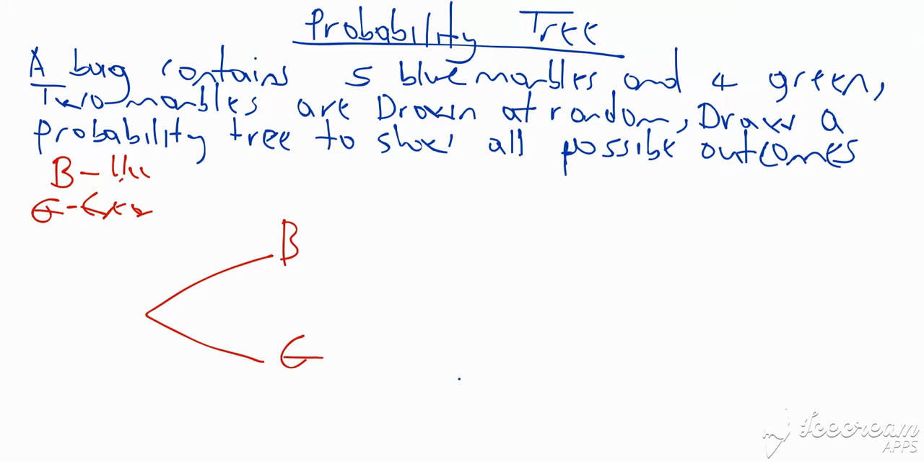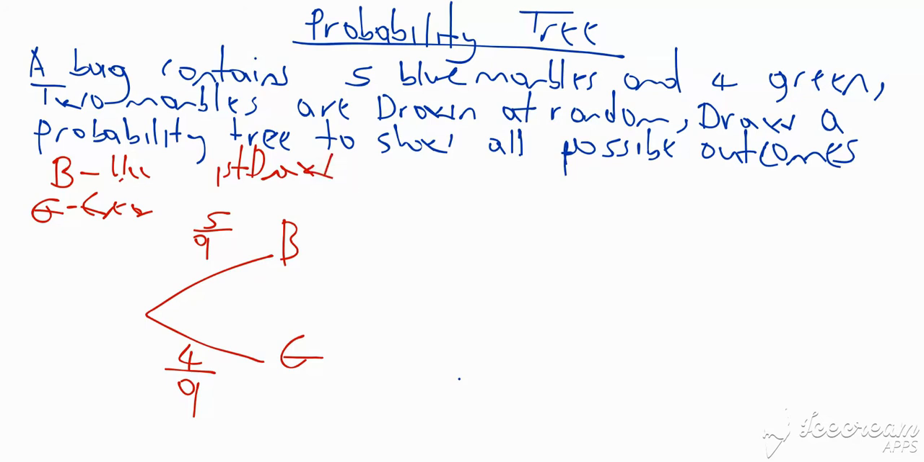Now, what is the probability that I'm going to draw a blue marble? I have 5 blue marbles and I have 4 green marbles, which means in all I have 9 marbles. So the probability of drawing a blue marble would be 5 out of 9. We have 4 green, so the probability of drawing a green on the first attempt would be 4 out of 9. So we can call this the first draw.